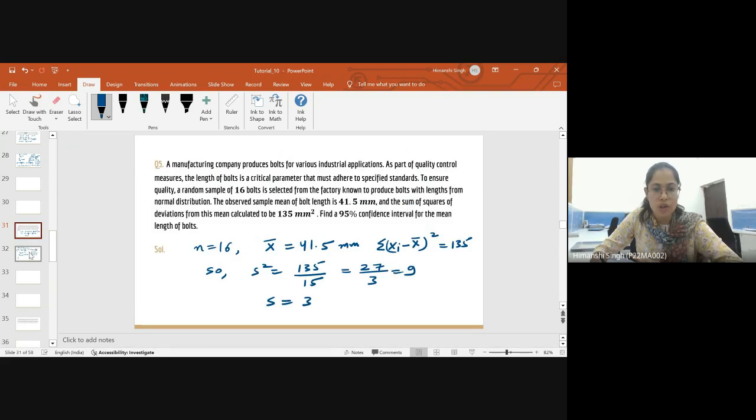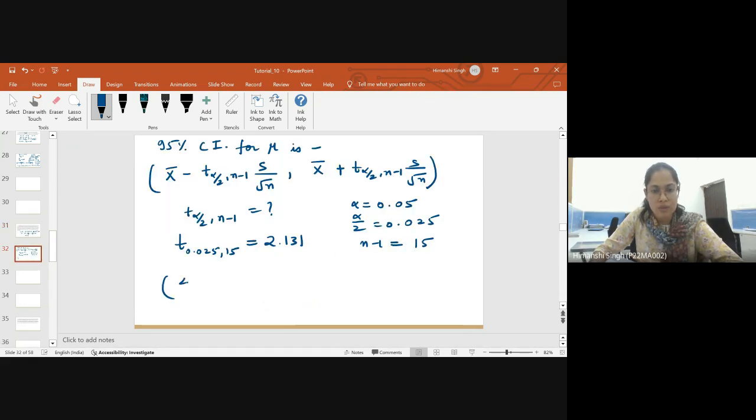Now just place the values. So x bar is 41.5 minus 2.131 into s, that is 3, by root n, that is root 16, that will be 4. So it is 41.5 plus 2.131 into 3 by 4. Just calculate it.